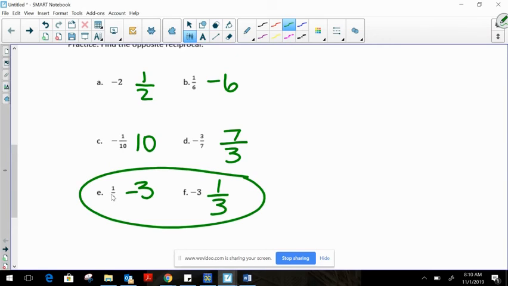Notice on these bottom 2, this problem is the answer for F. This answer is the problem for F. So these are opposite reciprocals of each other. That might have been made a little easier for you. Okay, so nice job.